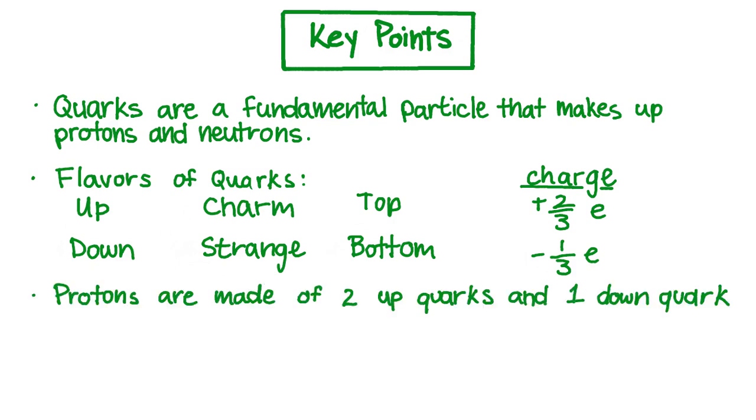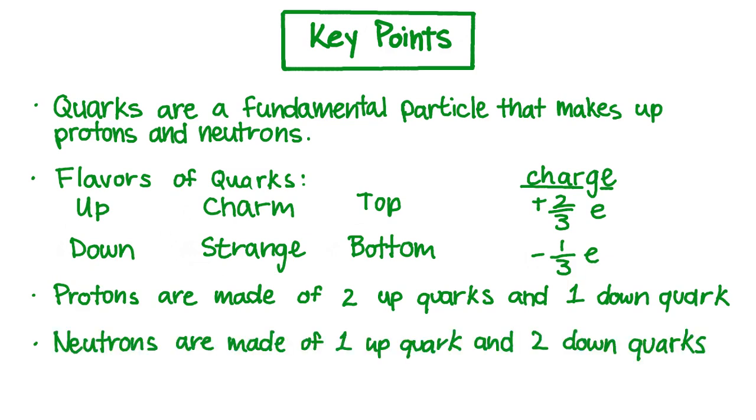Protons are made of 2 up quarks and 1 down quark, while neutrons are made of 1 up quark and 2 down quarks.